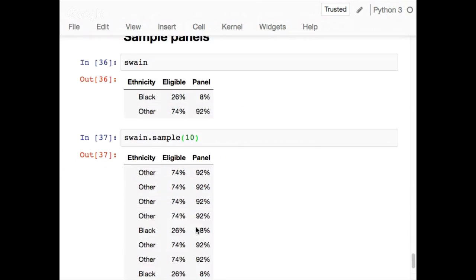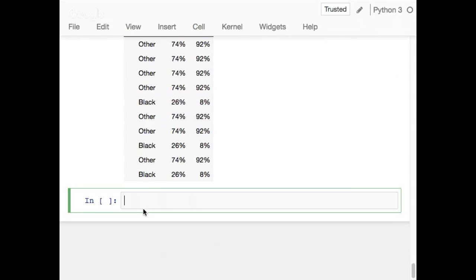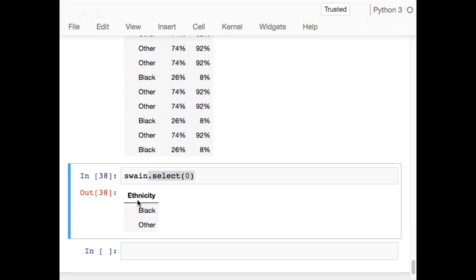So instead what I want to do is say, okay, my population is 26% black, 74% other. I want to draw 100 people from those at random. What I want to do is instead of taking .sample, I have to do something a little bit more complicated, which is taking Swain and grabbing out that first column, so using select to grab out a table containing that first column. So here are my ethnicities, my possible ethnicities.